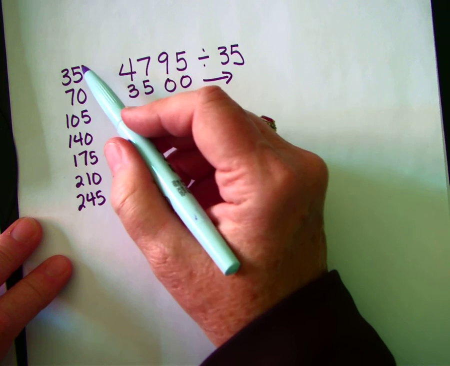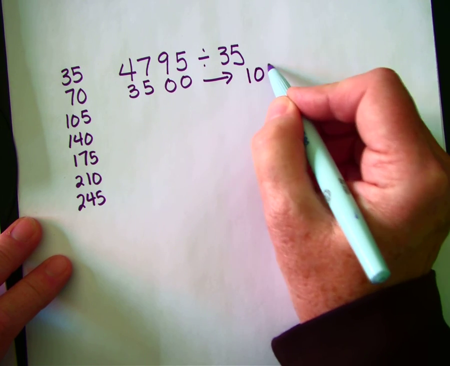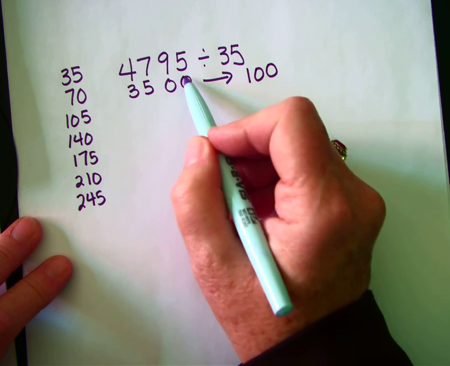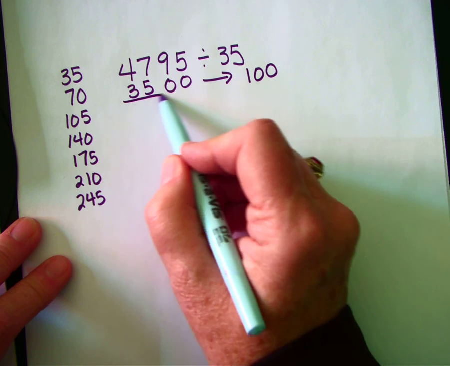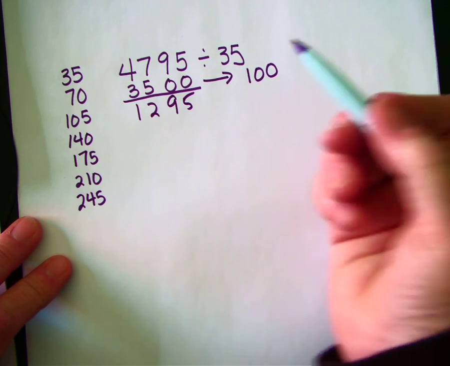And what this tells me is I went down one time. That's 35 goes into 35 one time, and adding 2 zeros says that that is 100 groups of 35. So I'm taking out 100 groups of 35, and here's what I have left. I'm going to start again.